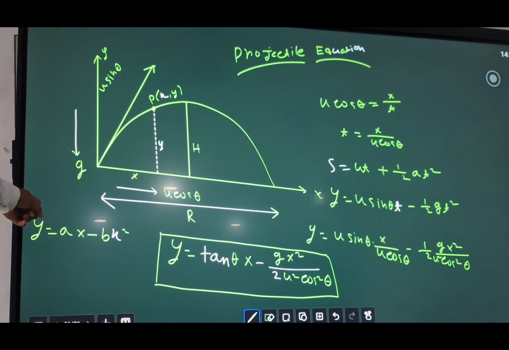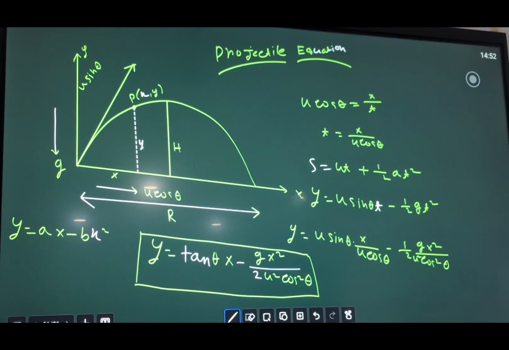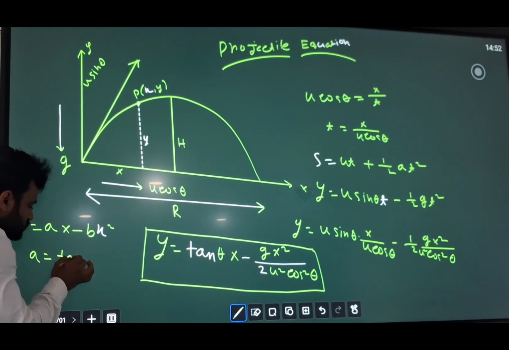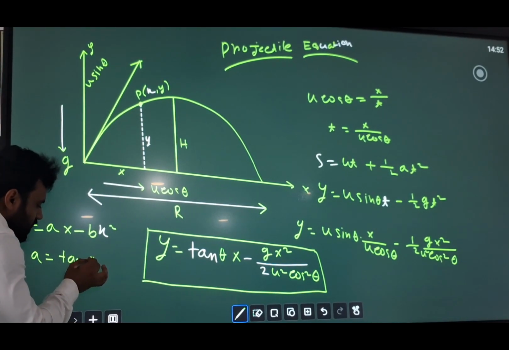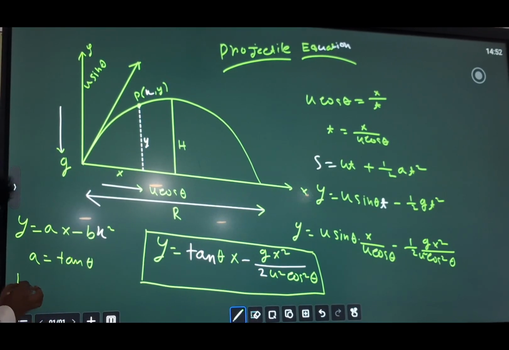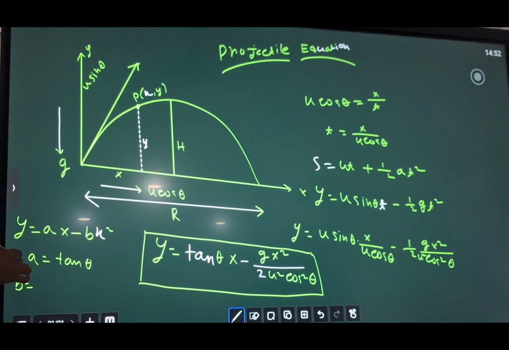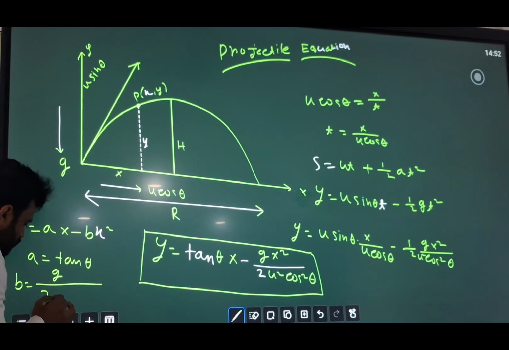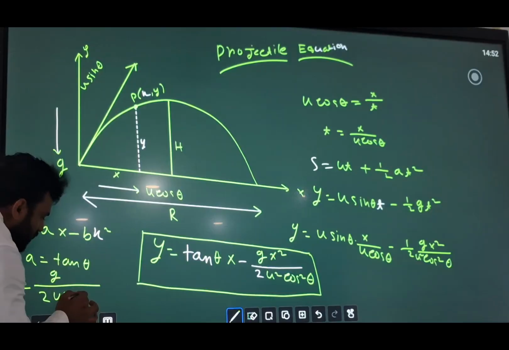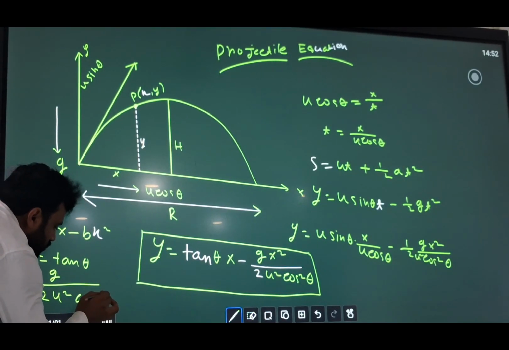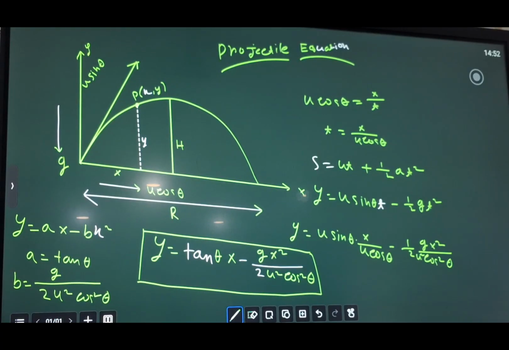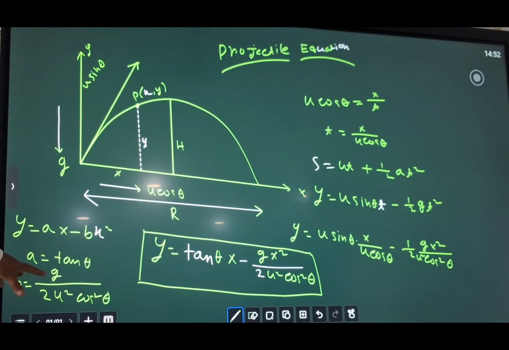Following this equation, we find a equals tan theta and b equals g divided by 2 u square cos square theta. This is the most important equation.